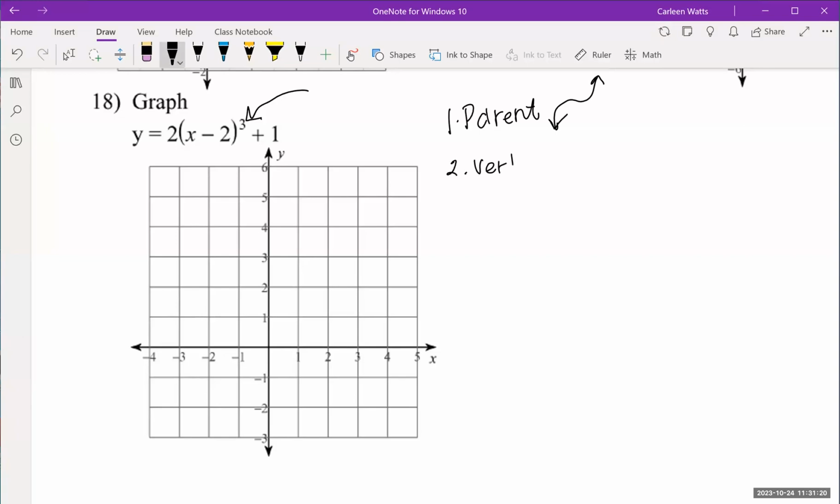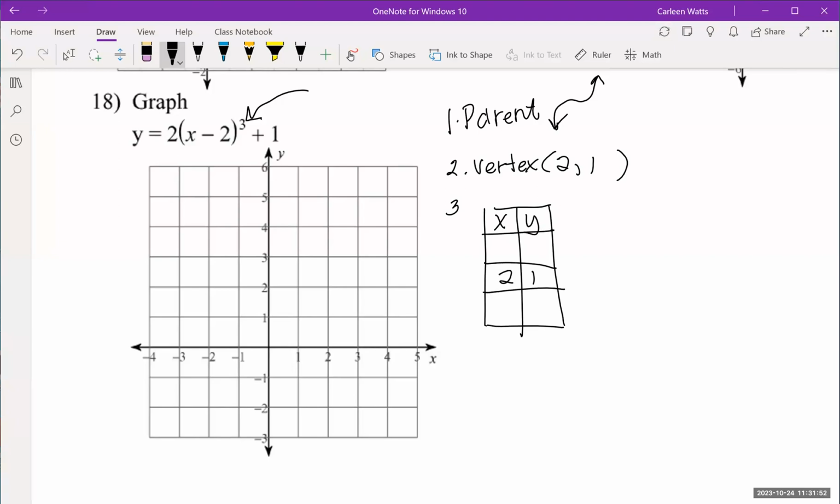Now we have never done a cubic before. Anyone have a guess what the vertex is? Ding, ding, ding. 2, 1. Okay, let's make a table. And let's put the vertex in the middle of the table because we want to catch a snapshot. This is just a sketch, but we want it to be accurate. 2, 1.